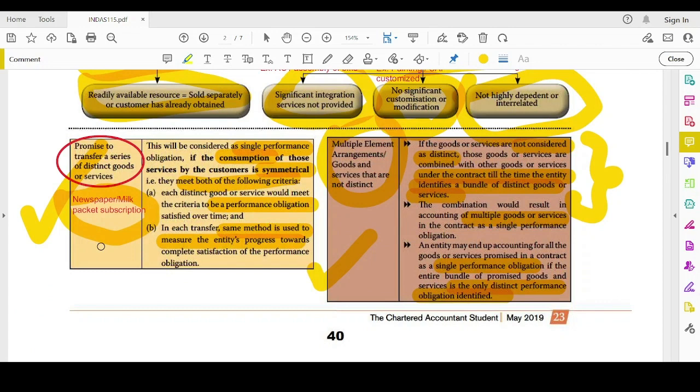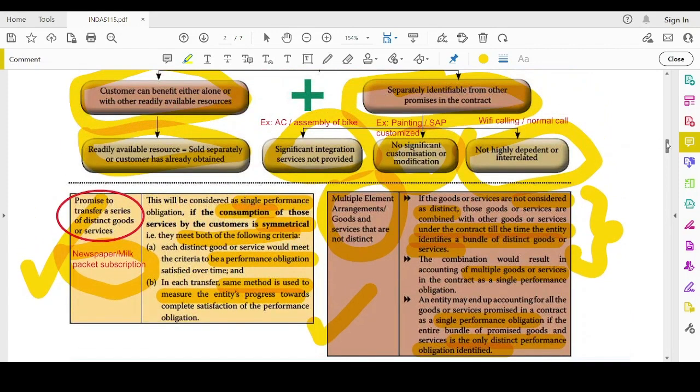In the case of a newspaper subscription, you will get the newspaper every 365 days, and the consumption pattern is also similar or symmetrical, right? So it will be treated as a single performance obligation. If there are multiple elements or arrangements where the services are not distinct, then also we will treat it as a single performance obligation.